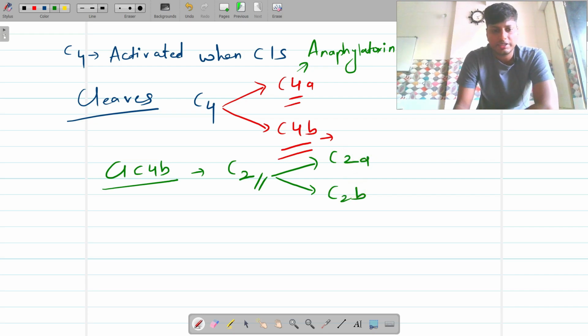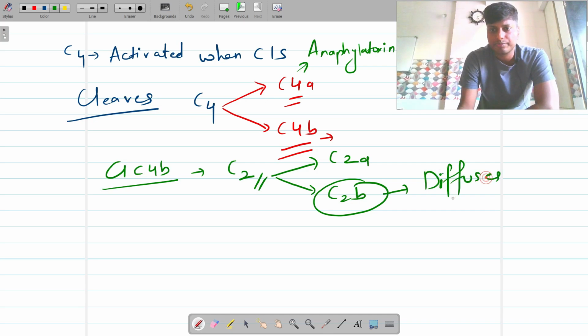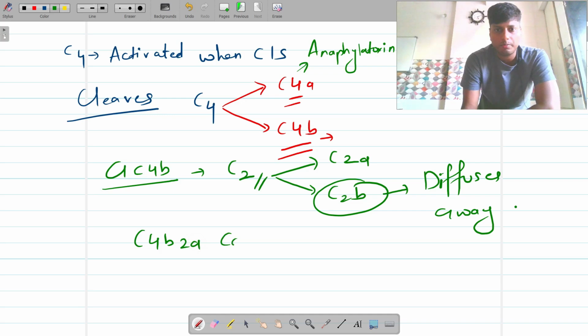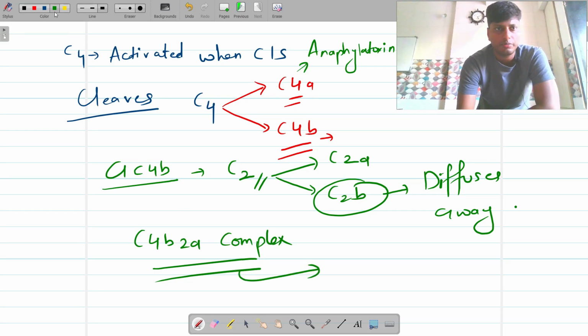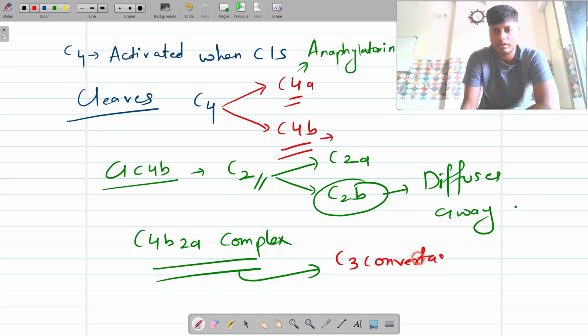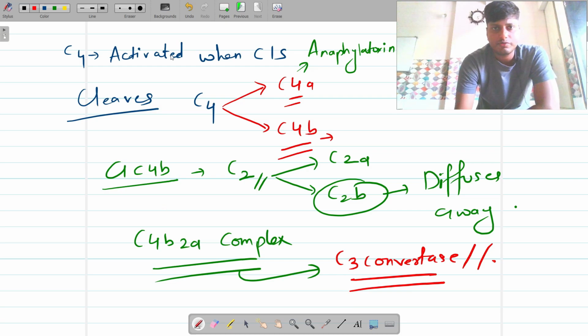And what actually happens is C2b diffuses away. So what is actually remaining behind is the C4b2a complex, which is called a C3 convertase, right? So let me revise once again.